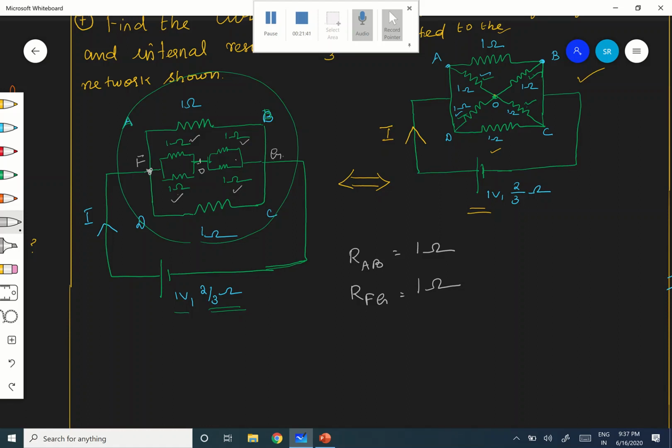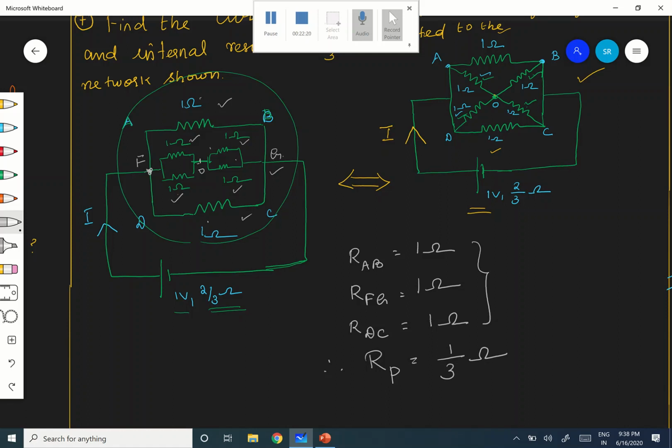Okay, right. Now next one more thing, RDC. What is RDC? RDC is once again 1 ohm. Okay, so all the three are in parallel. RAB, RFG and RDC are in parallel, correct? Therefore, what is the parallel combination RP? 1 ohm, 1 ohm, 1 ohm are in parallel. Therefore, the net parallel resistance is 1 by 3 ohm. Therefore, you have found out what is RP.